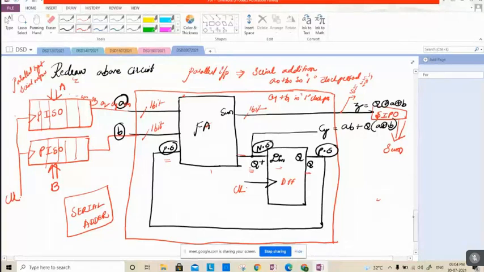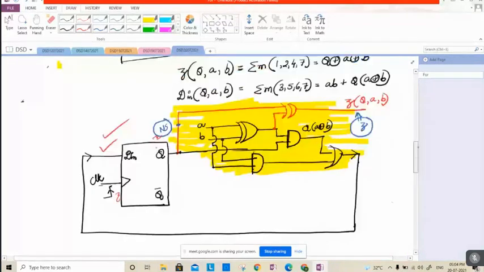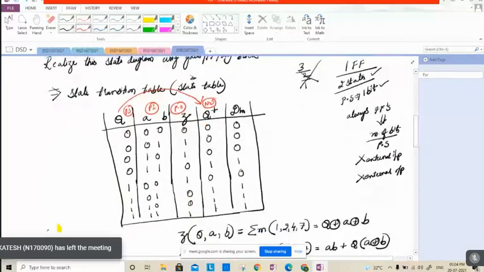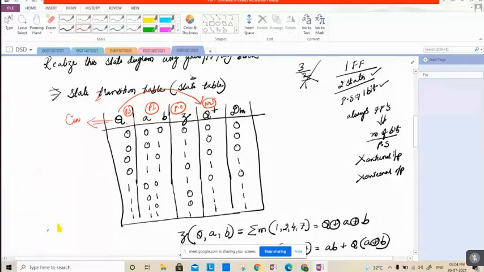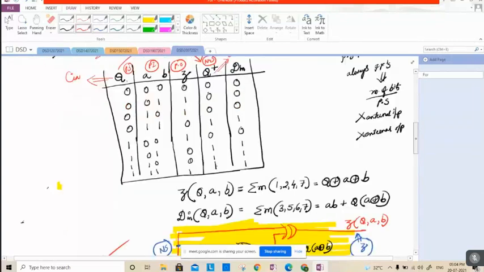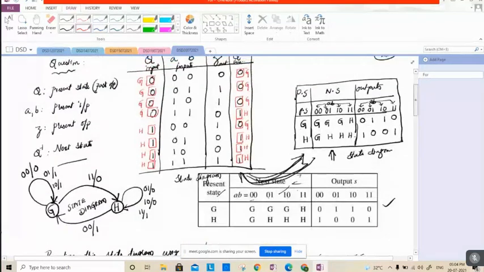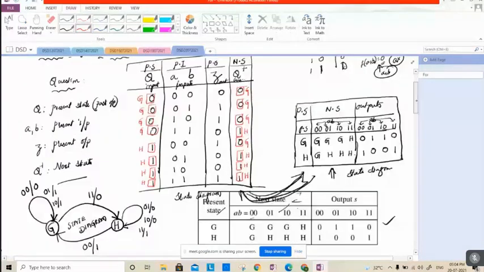So in this, Q is nothing but the present state, which is Cn. And Q plus is nothing but C out. This is simple. This is how we design the problem.